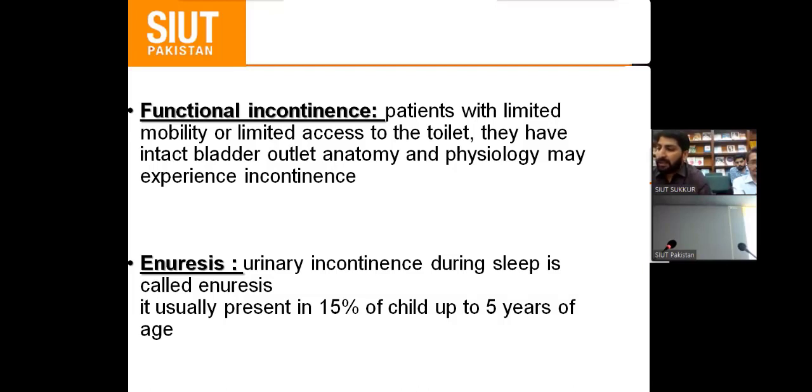Enuresis is urinary incontinence during sleep. It usually presents in 15% of children up to 5 years of age. If it is due to an ectopic ureter, it is called primary enuresis. If it occurs after the age of 5 years, it may be due to some psychological trauma, child abuse, or bullying.